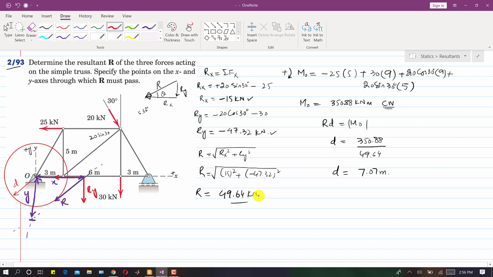So here I will write Ry into x, right? The perpendicular distance of Ry from point O is x, and this will be equal to that moment, 350.88, right? So x will be equal to 350.88 divided by Ry. Ry is 47.32, the magnitude. So x comes out to be 7.42 meters, right? And as we can see from this placement, this x should be positive, so we will write that this should be positive.